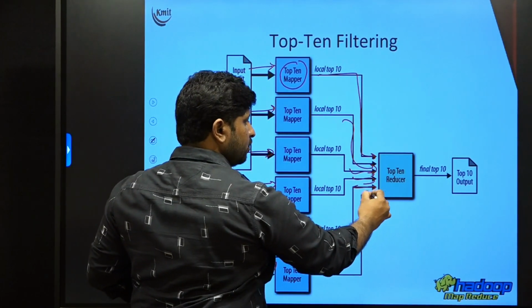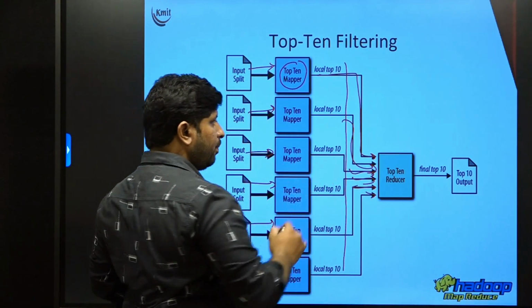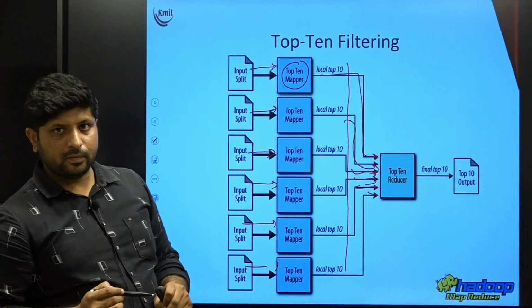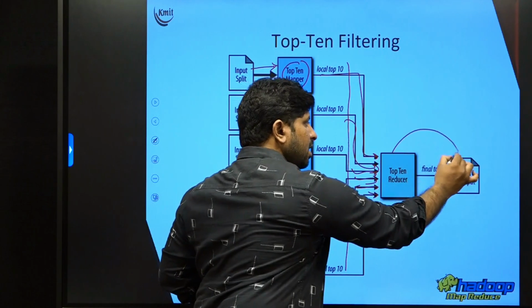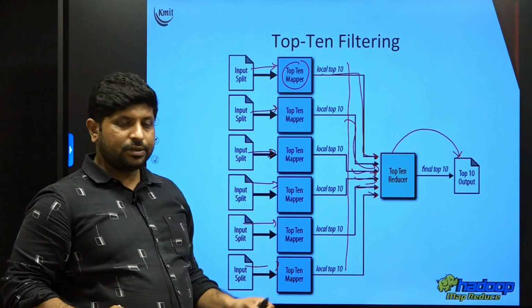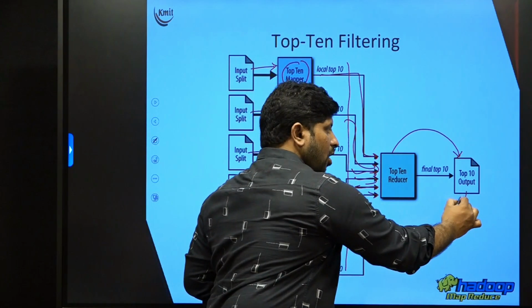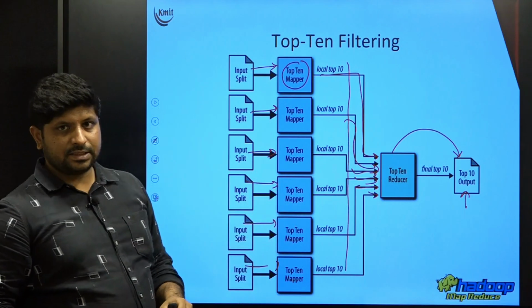In the reducer phase, what are we going to do? We are going to list out the top 10 from all the top 10s, which are the output of the mappers, and the final result will be the top 10 across all of them, and it will be returned to the output file. This is the flow of how it gets evaluated.